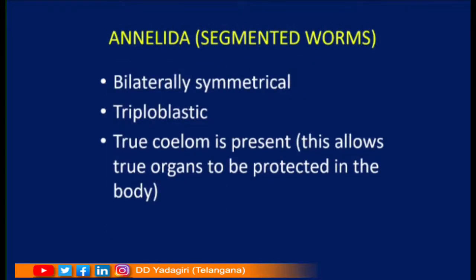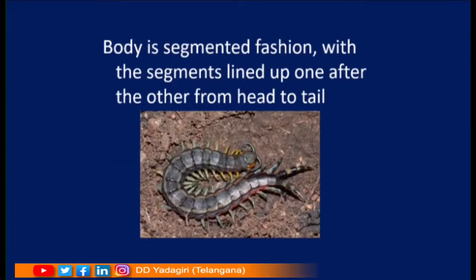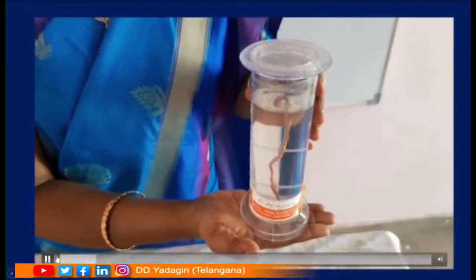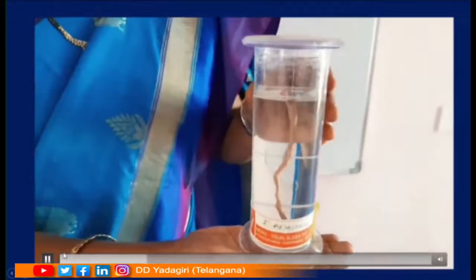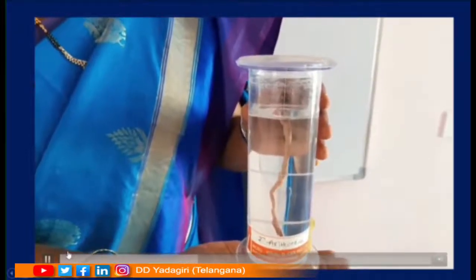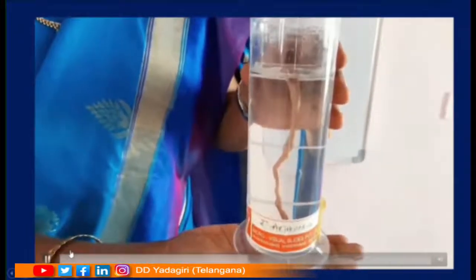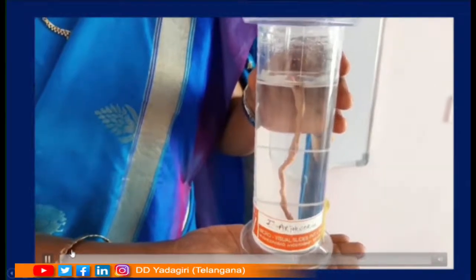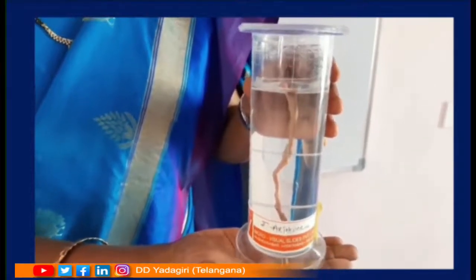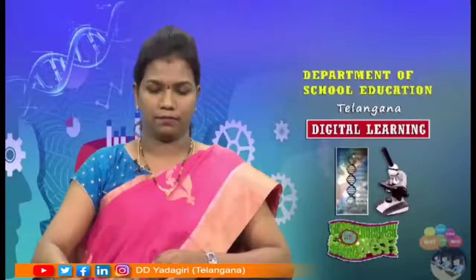Annelids, these are segmented worms, bilaterally symmetrical, triploblastic, and a true coelom is present. This allows the true organs to be protected in the body. So, the body is segmented. You can see, children, the segmentation of the body, right, with the segments lined up one after the other from head to tail. Now children, this is an example of annelids. We have the earthworm. You can see lines on the body, that is segments from head to tail. So, earthworms are also called friends of the farmers, isn't it, children?